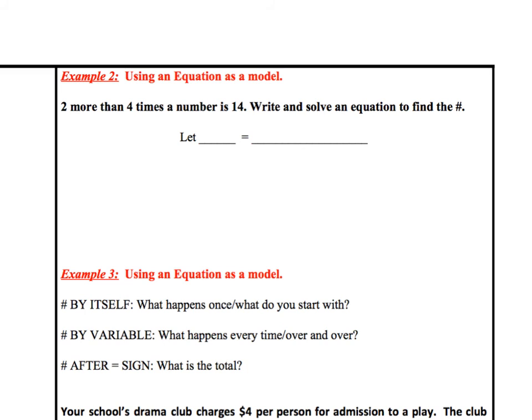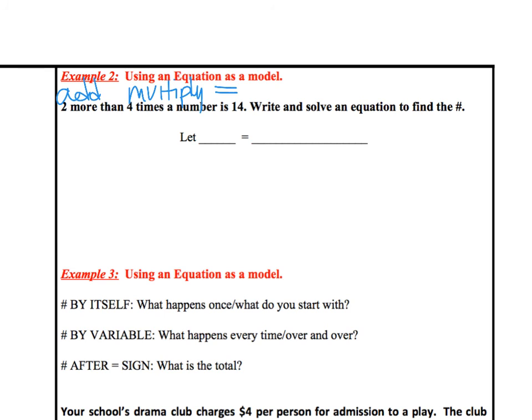What does it mean, 2 more? What operation do you guys think that is? Addition. Yeah, probably addition. So I'm just going to write that. Mark it up, right? 2 more, add. 2 more than 4 times. What's that? Multiply. 4 times a number is 14. What does is mean in that? Equals. Yes, it does. When you see the word is, it's the equal sign.